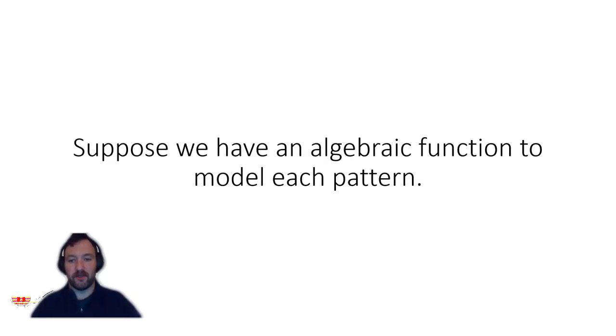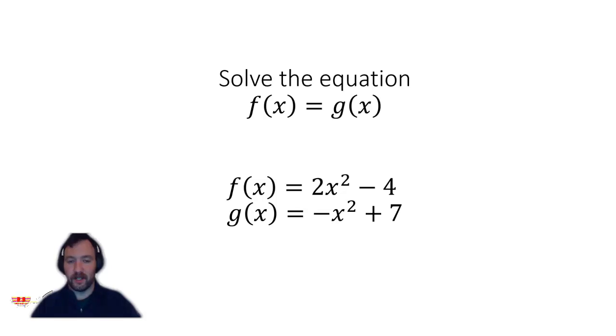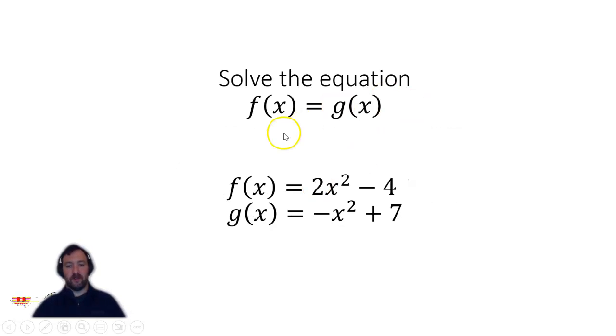So let's look at an example. Suppose we have an actual function which models each pattern f and g. We'll use a graphing calculator here and our visual intuition to solve that equation. So the equation again, f of x equals g of x, and now suppose we're given two models. I get a couple of quadratic models here. So how am I going to do this? It turns out to be really quite simple. I have two sides of an equation, a left side and a right side. Each side is its own pattern.